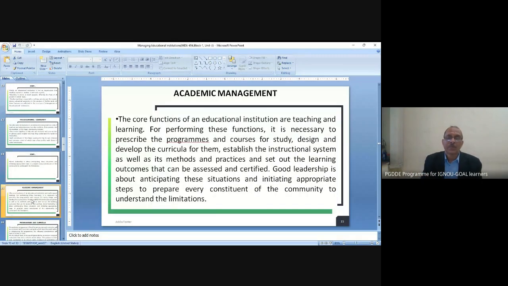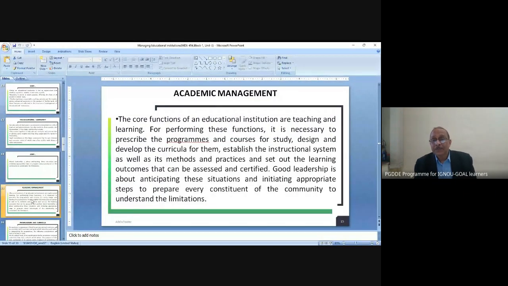Now we talked about the various issues involved in the institution and its relation with the government, the community and the parents. Another area in the management of the institution, school or college, is academic management, which is the core. Ultimately, the core function of any institution is academic management.